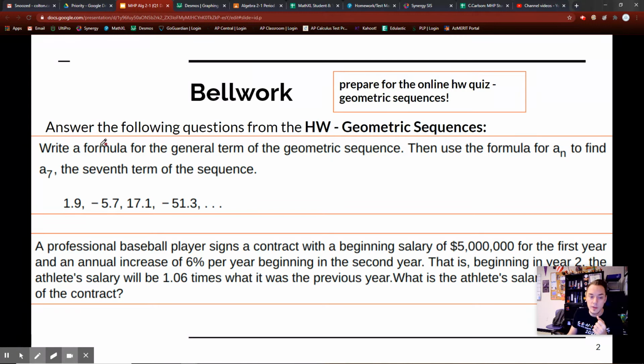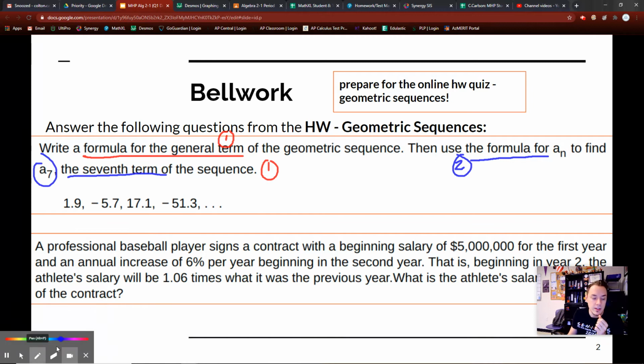So write the formula. This is the first thing they ask. Write the formula of the general term of the geometric sequence. I'm going to put number 1 because that's the first thing that they ask. The second thing that they want us to find is to use that formula to find a sub 7, the seventh term of the sequence. And this, of course, will be my step 2. So let's go to step 1.